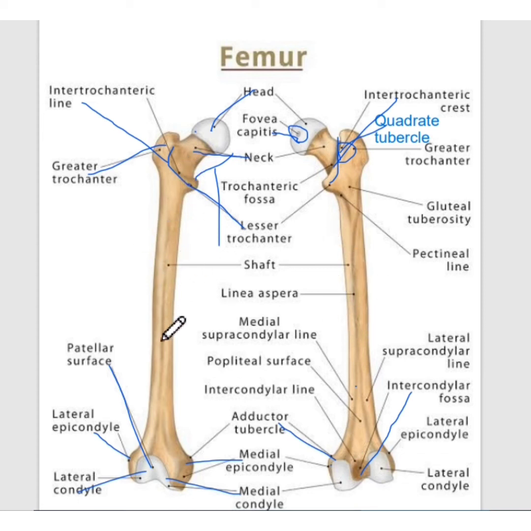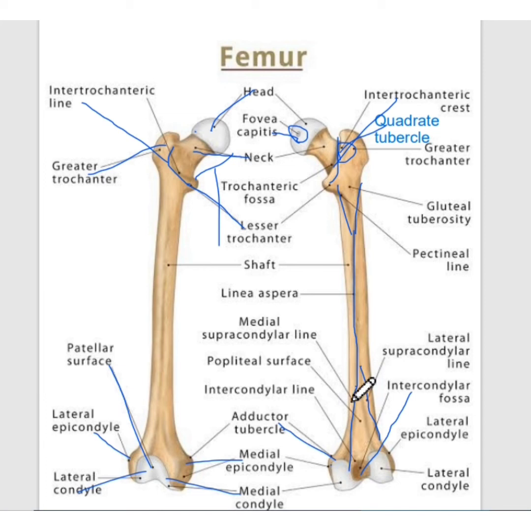Now its shaft. Its shaft anteriorly is very smooth and convex, but posteriorly it consists of a ridge which is called the linea aspera. This one is the linea aspera. This linea aspera provides attachment to important muscles and intermuscular septa. This linea aspera diverges proximally and also distally.